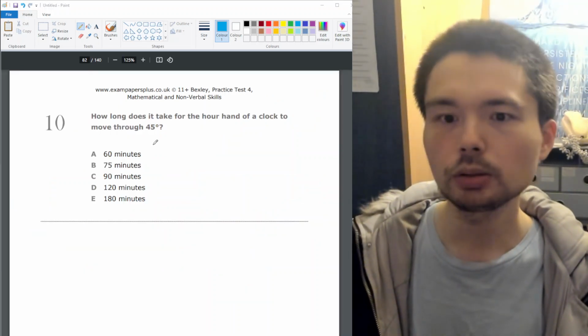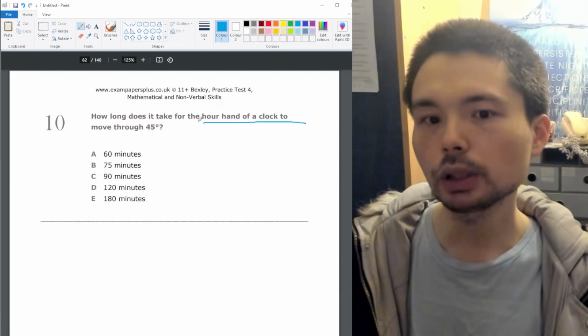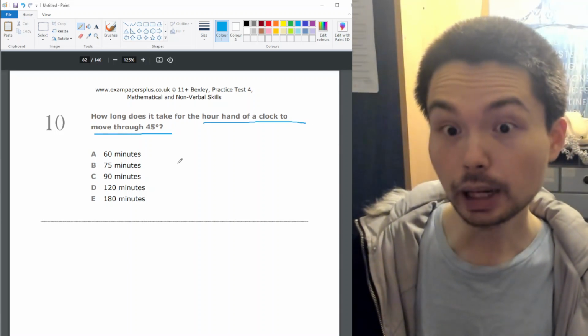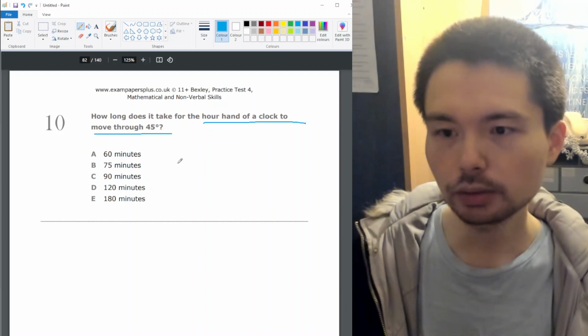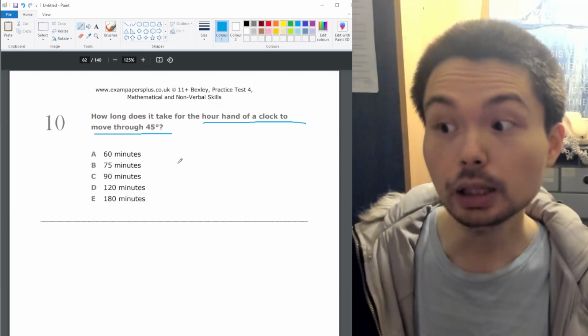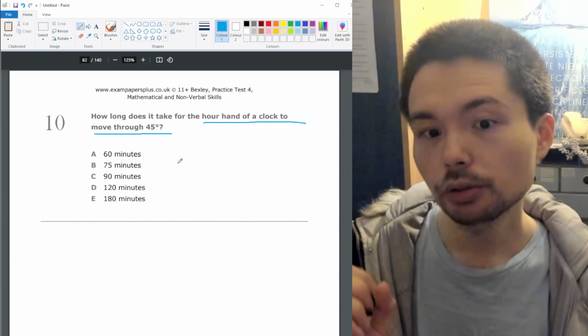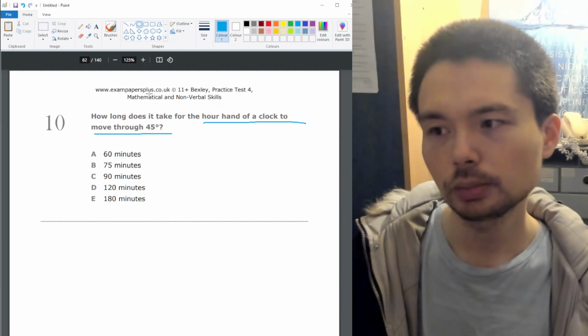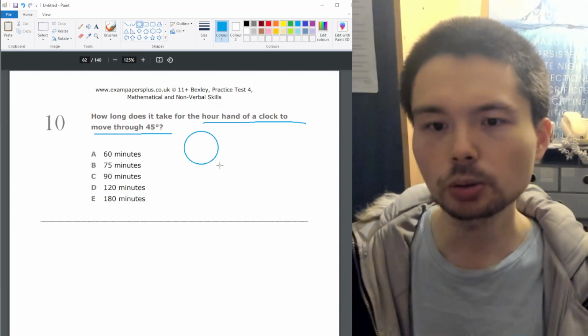Question 10. How long does it take for the hour hand of a clock to move 45 degrees? What I've noticed with the Bexley Maths section is that these kind of tough angle questions keep coming up. So you need to focus, you need to get these kind of questions right. So let's just quickly draw a clock.